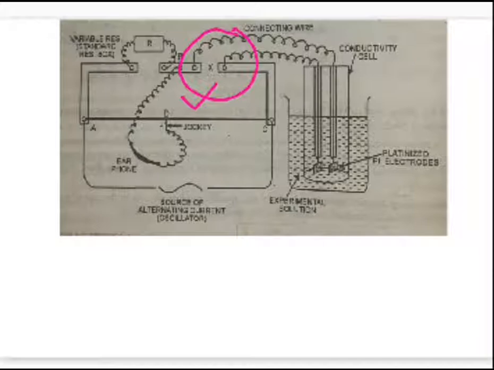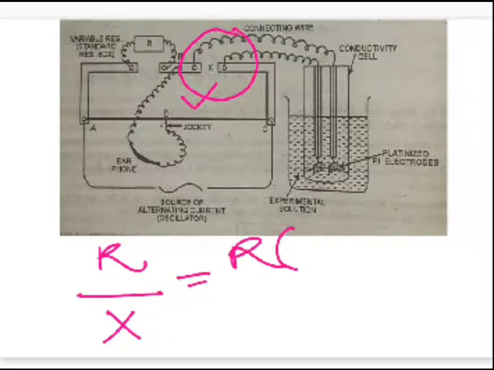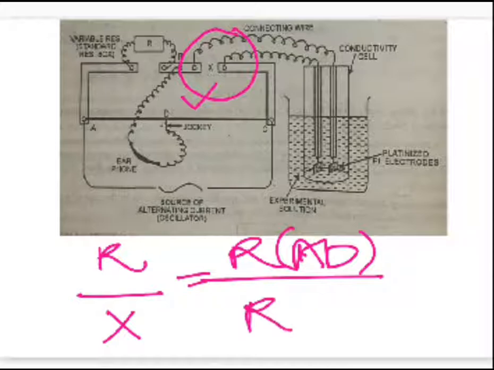Okay, so as soon as you get the value, what you are going to do next is: your variable resistance R divided by the unknown resistance X is equal to the length of the wire AD divided by the length of CD.